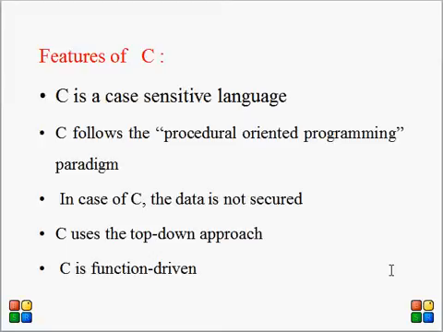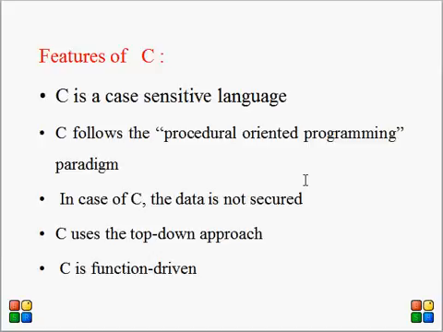Next point: C follows procedure oriented programming. What does that mean? C depends on defining a sequence of instructions. First of all, declaring the variables, reading the input, and displaying the output. This is like one procedure: reading, processing, and displaying. That's why it is a procedure oriented language. People who know C language understand POP very well.